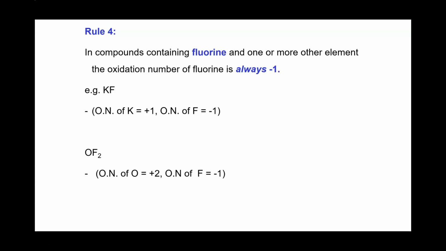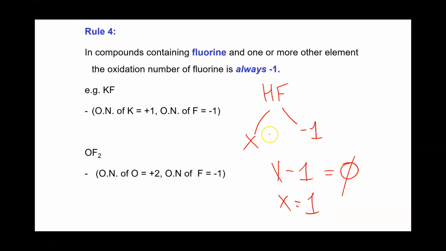Okay, the fourth rule is just really a statement of fact, and it just says that fluorine always has an oxidation number of -1 without exception. So that can be useful if I have something like HF. I know that the fluorine is always -1. I can let hydrogen equal X. So X - 1, it's not a polyatomic ion, so it has to add up to 0. X equals 1. So that can be really, really useful.